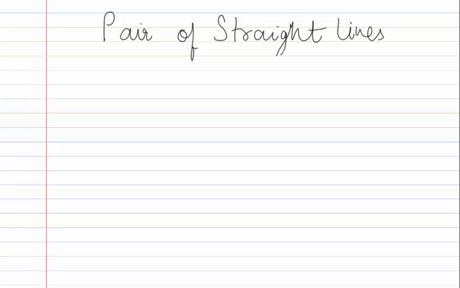So let me write it down. Okay, pair of straight lines. First of all, what do we mean by a pair of straight lines? In order to demonstrate this, I have to draw the coordinate plane, so bear with me for just a minute here. Let's say that this is the coordinate origin. I will call this O, and then I have a straight y-axis. This is my y-axis and this is my x-axis.